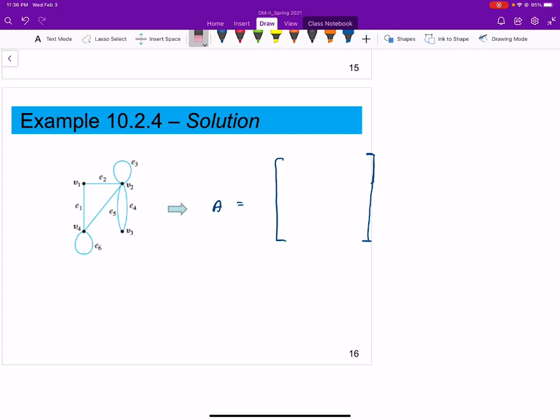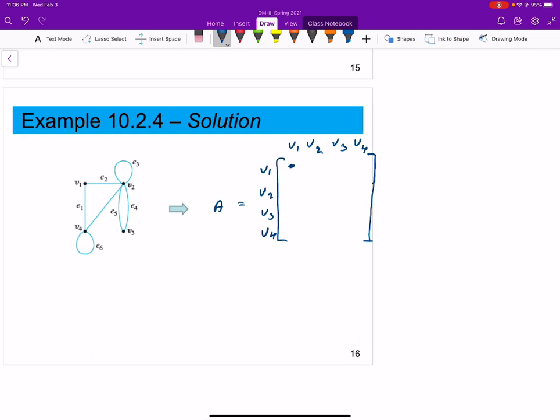V1, V2, V3, V4. Let me mark them again. Okay, this is V1, V2, V3, V4. This is the location for V1 and V1. That means no loops, so this place should be 0. Between V1 and V2, there's one edge, so this is 1. And then V1 and V3: no edges between V1 and V3, so this is 0. And this is V1 and V4. There's an edge, so this should be 1.